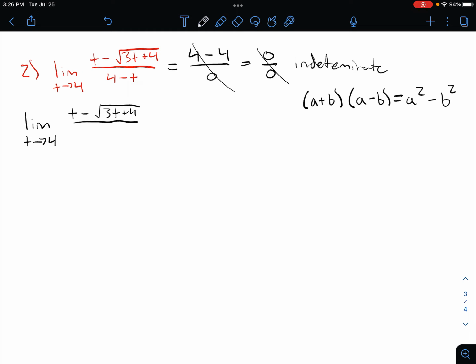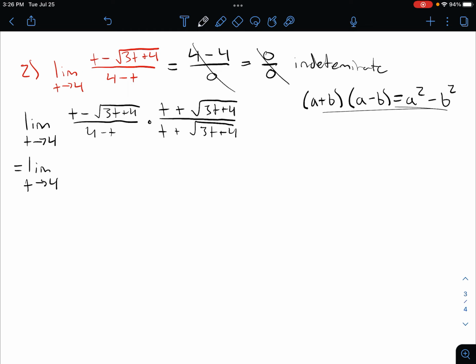This is just rewriting 4 minus t. And now what we're going to do is multiply by t plus square root 3t plus 4. And in order for us to be allowed to do this, we need to make that on the denominator too. This is basically multiplying by 1. What this gives us, limit as t approaches 4 of, and then we're going to use this over here.